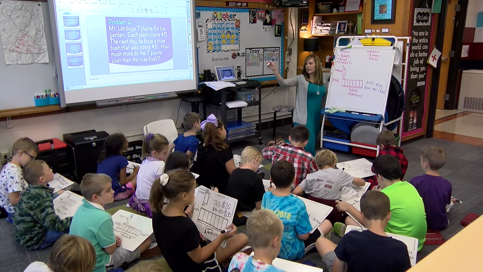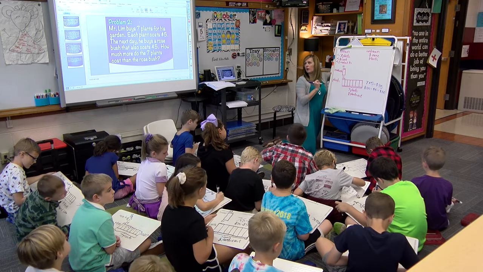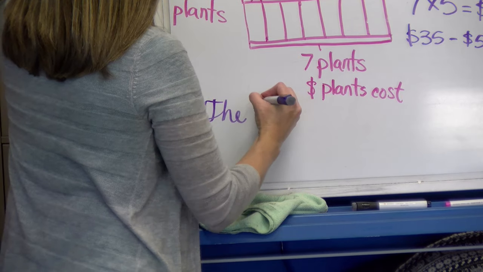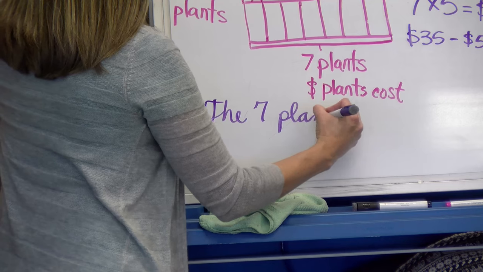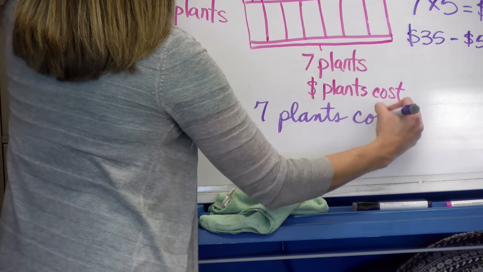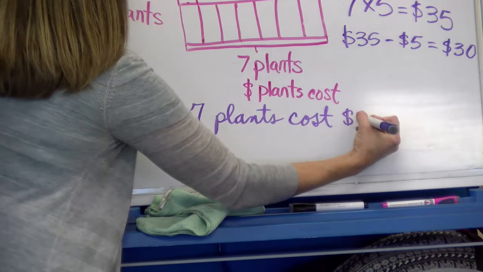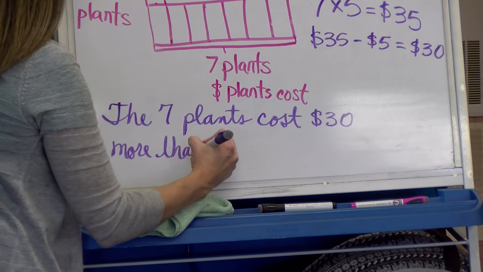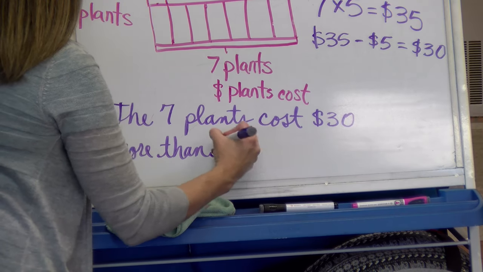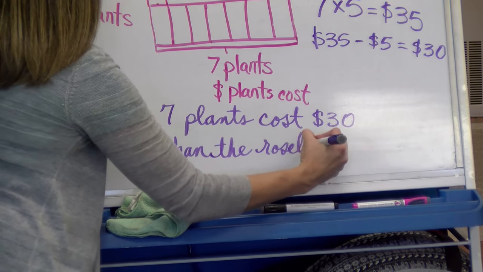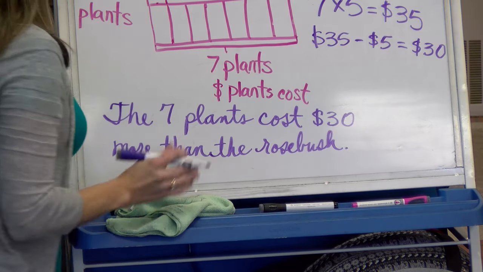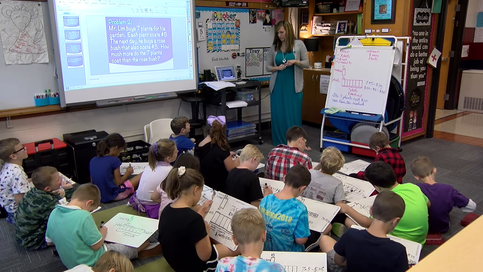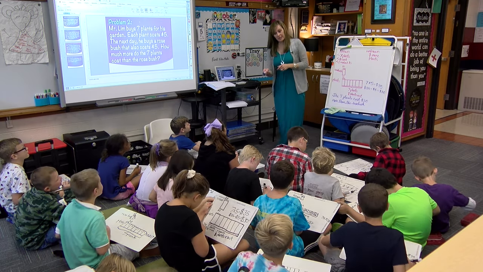So our sentence answer would be, how much more did the seven plants cost than the rosebush? We would say the seven plants cost $30 more than the rosebush. Do you remember what I love about math the most? That you can solve in different ways. Well, I do love that it's challenging.